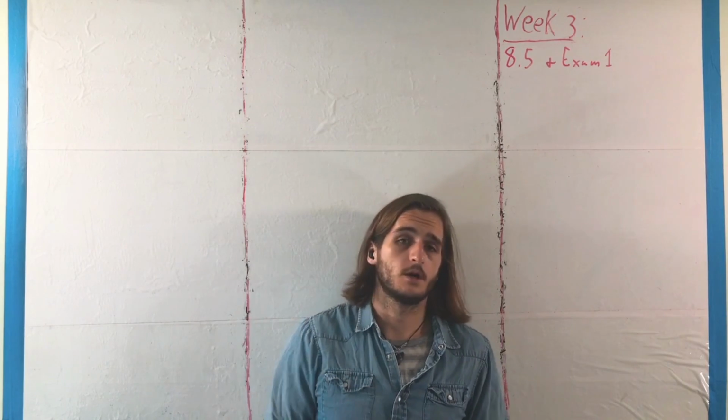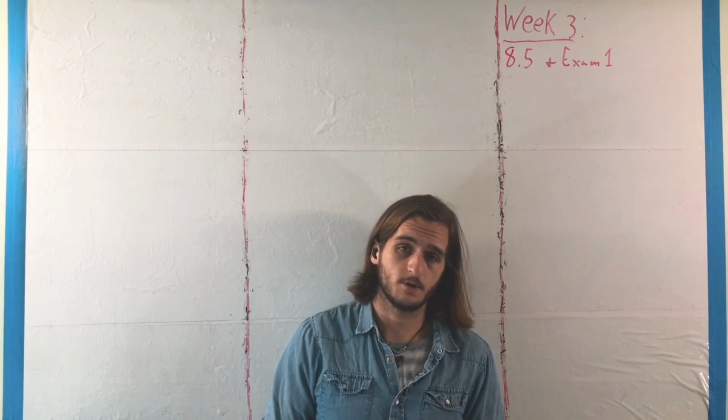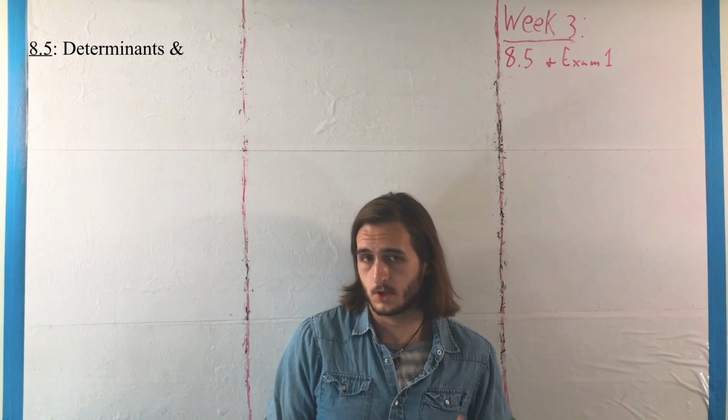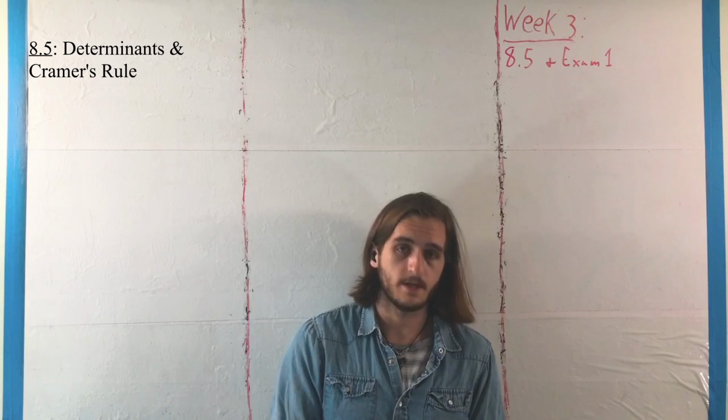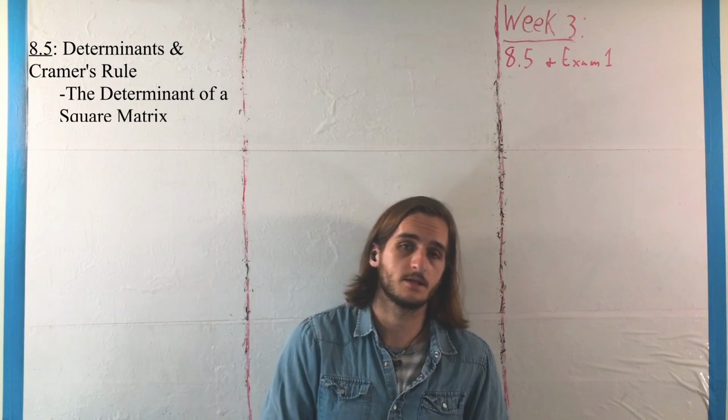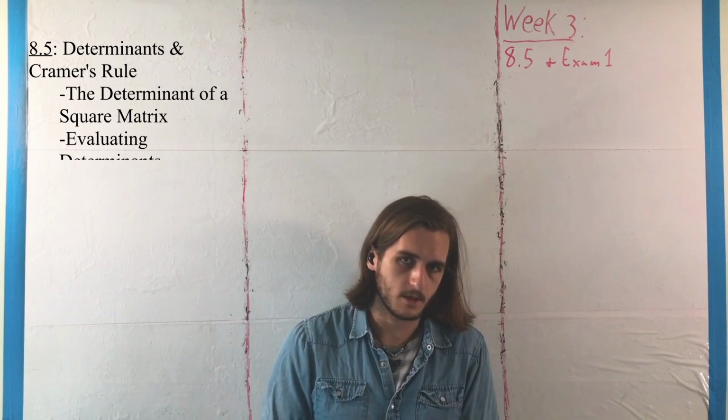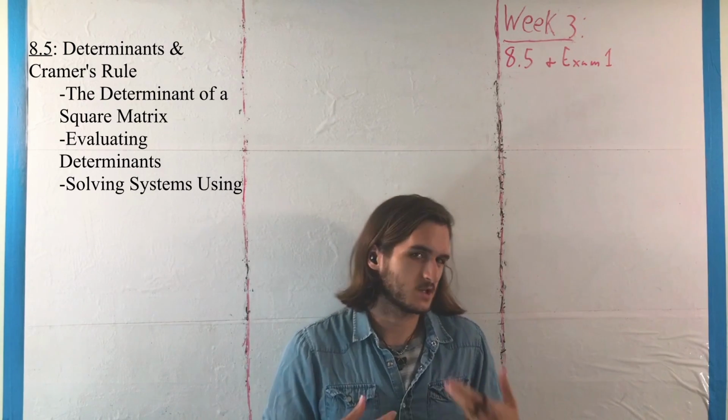Hi again, everyone. So, this week we are finishing off Chapter 8 here with Section 8.5, where we're going to be looking at determinants and Cramer's rule. So, we're going to be looking at what a determinant is, how you can compute it in various cases, and then one way that it can be used through Cramer's rule to be able to solve systems.